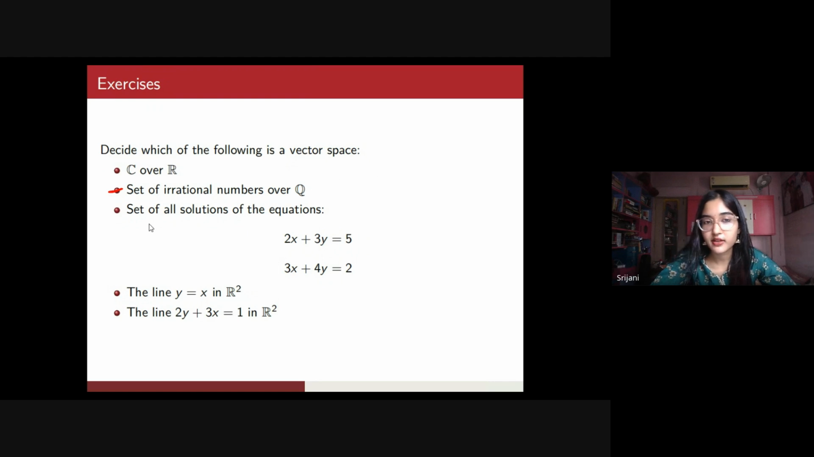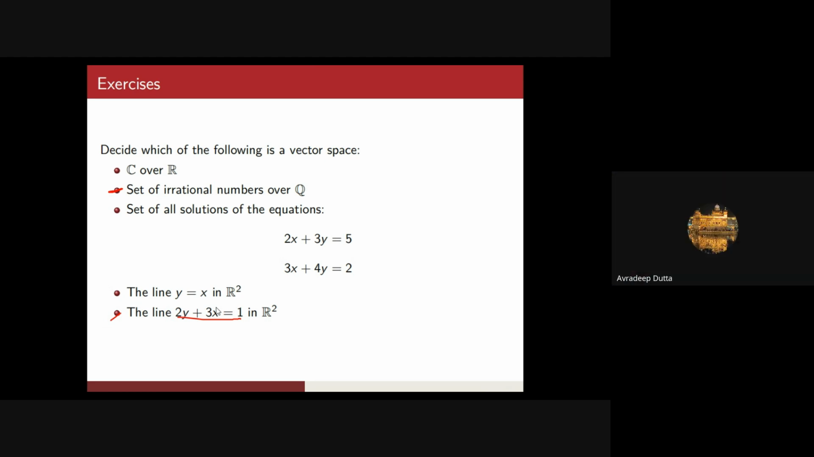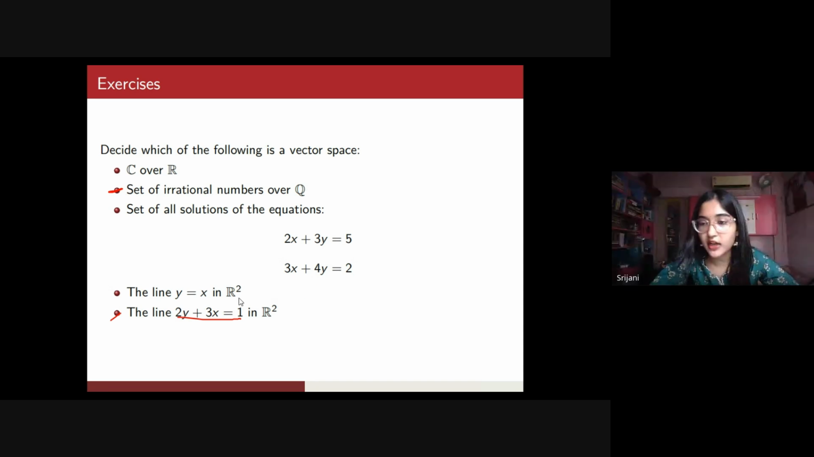So no, right? As I said, there is no 0 in the irrationals. One more such example is this line. It doesn't pass through the origin, so there is no 0 vector. The line is non-homogeneous, that means it is not passing through the origin, right? So it doesn't have the 0 vector in it, and it cannot be a vector space.